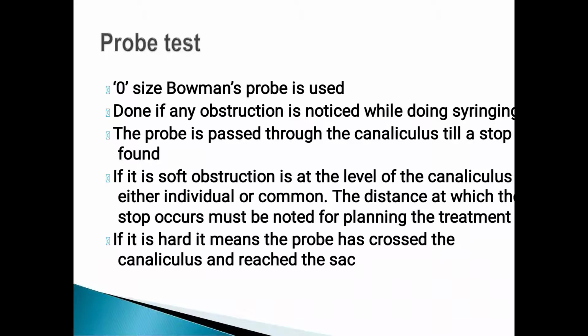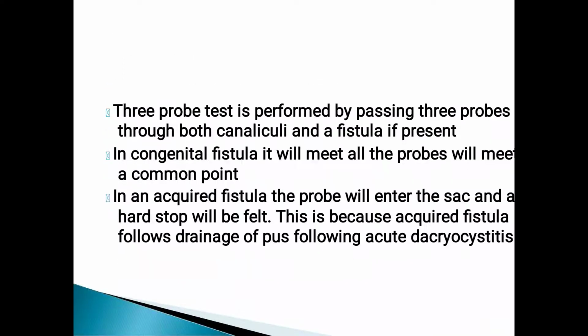If you are still in doubt, then you can pass a probe through the lacrimal punctum to see the level of obstruction. If you can reach the bone through this probe, then it means that the obstruction is usually beyond the canaliculus. But if we cannot reach the bone, then you get something called a soft stop. Soft stop means canalicular obstruction, and hard stop means obstruction in the lacrimal sac or nasolacrimal duct.